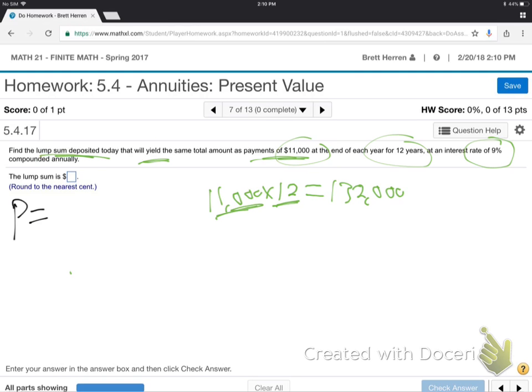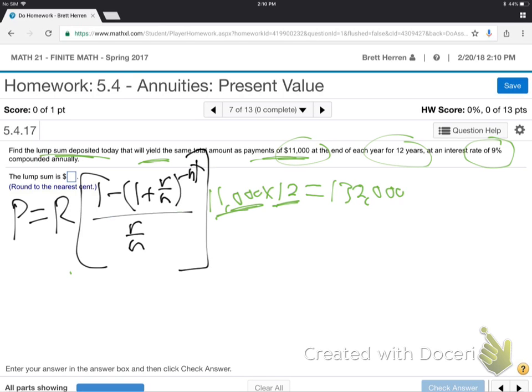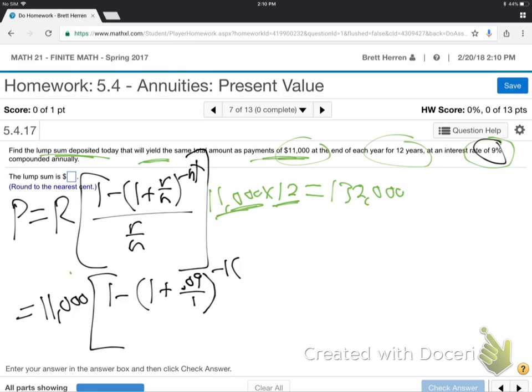So it's present value, the whole thing. What is it? R times 1 minus (1 plus R over N) to the minus NT, all over R over N. Okay, so here we go. So it's going to be, what's the payment? 11,000 times 1 minus 1 plus... The interest rate is 9%. And it's once a year, huh? And it's just one for 12 years. Right? I'm not missing anything, right? And then 0.09. So it's an easy one.